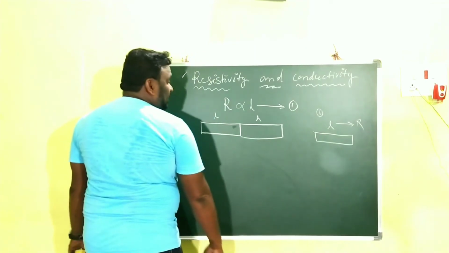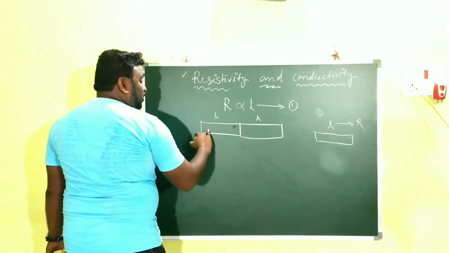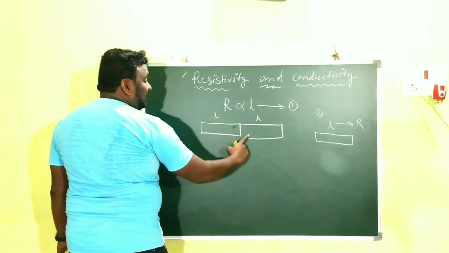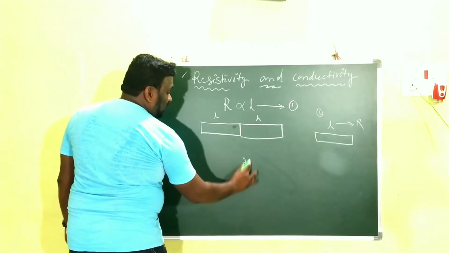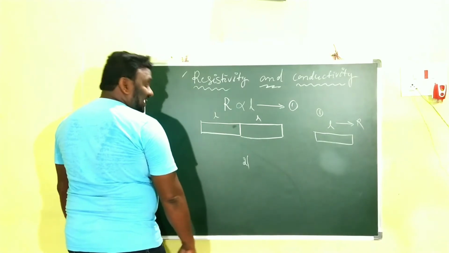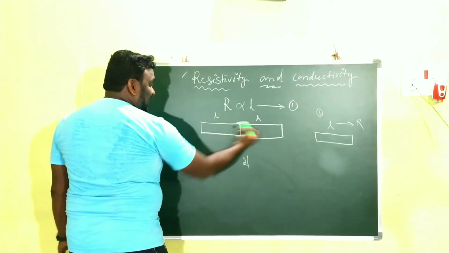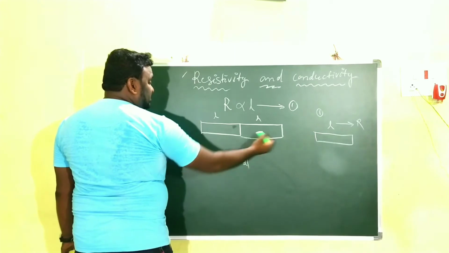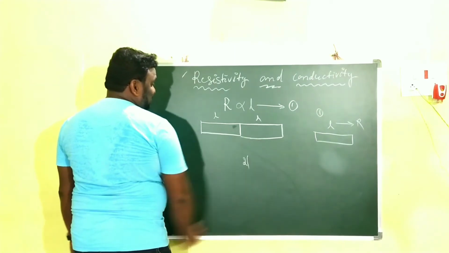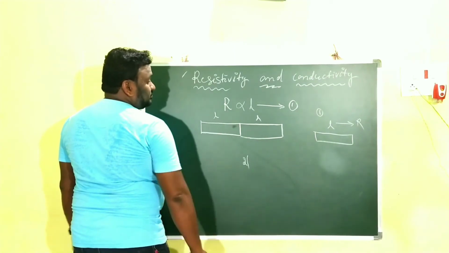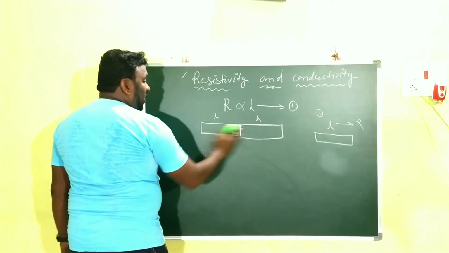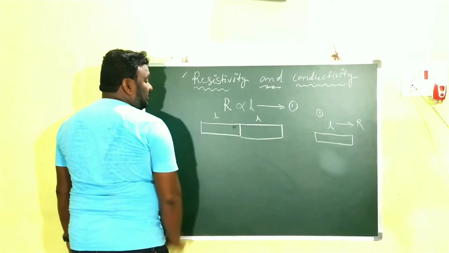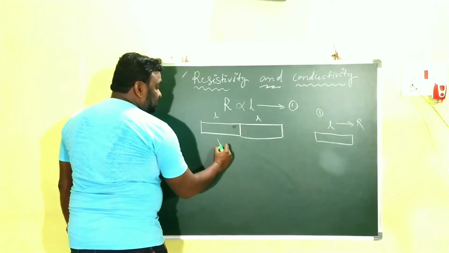Clear? Now, we have taken two slabs of equal lengths. That means here L plus L, that is 2L. 2L is the length. So when the length is doubled, or increased, what about the R value? Let us check. Here we have a series combination.